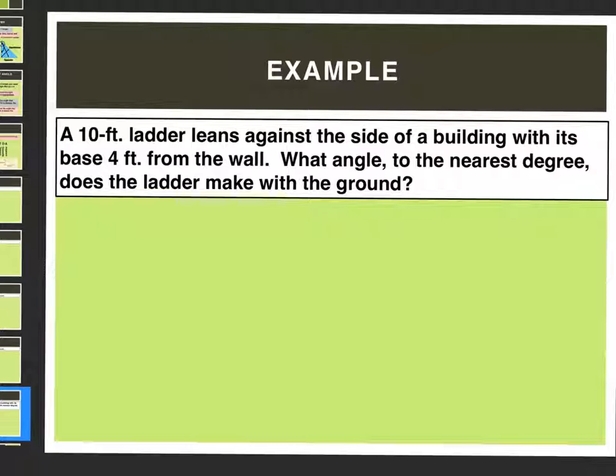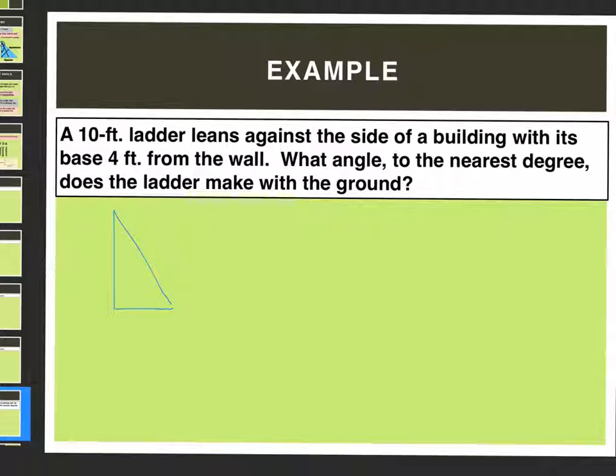So ladders, I don't know why, we often have ladders leaning against walls in math, it seems. There's a lot of problems like this. Even as you move on through high school, even my calculus students have problems like this. So we have the wall, up and down. We have the ladder leaning against it, and we have the ground. That's the triangle we're dealing with here.